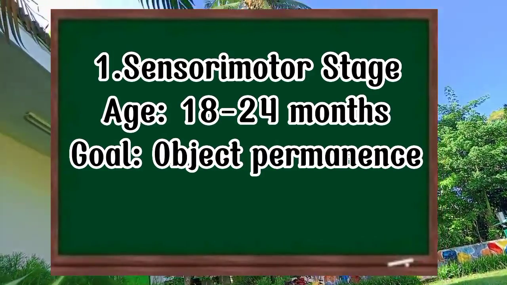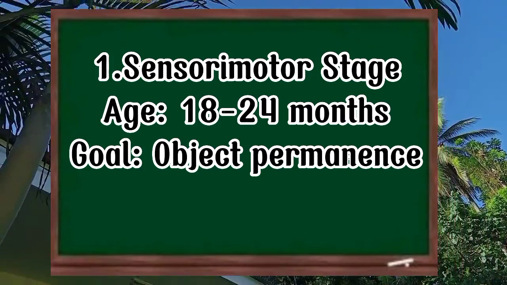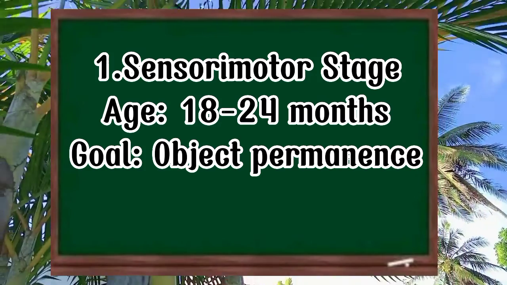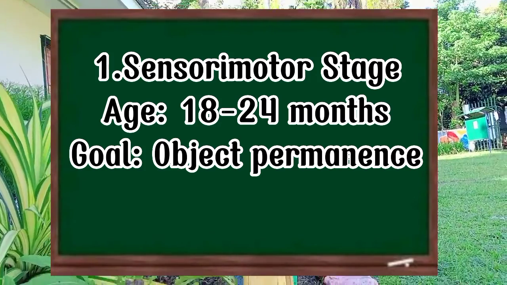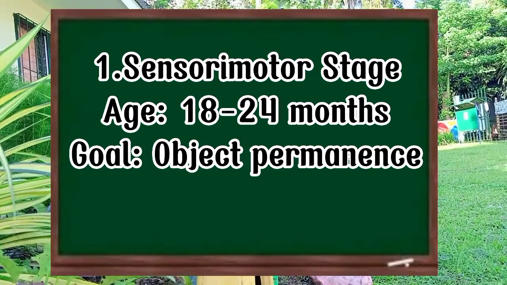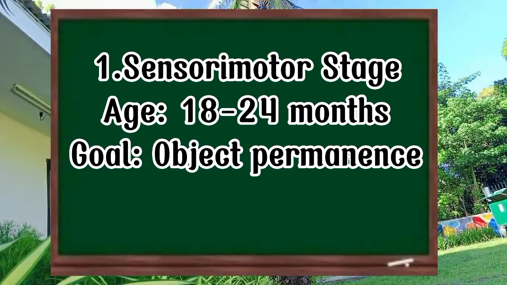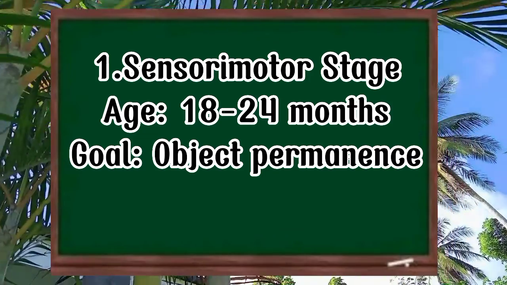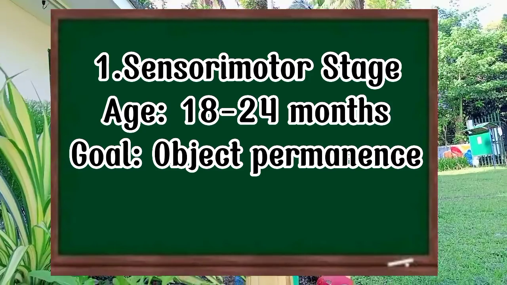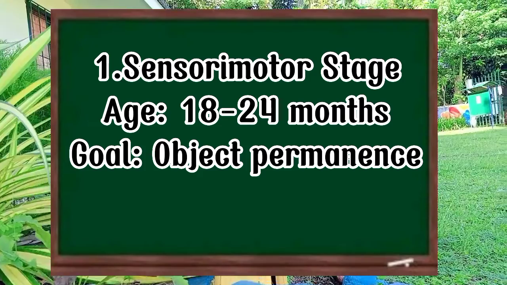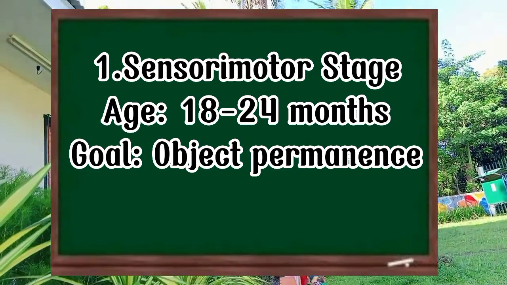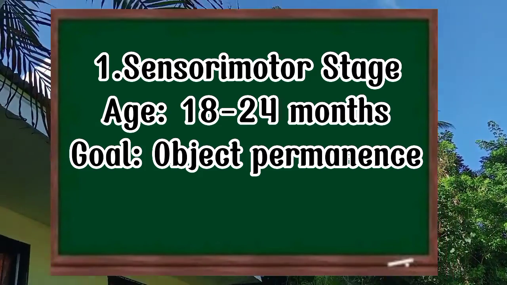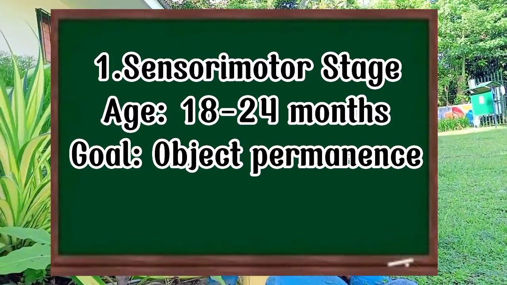There are four stages of cognitive development. First, the sensorimotor stage, age birth to 18-24 months old. The goal: object permanence. The sensorimotor stage is the first phase of children's cognitive development. During this stage, children primarily learn about the environment through their senses and motor activities. This stage includes wiggling their fingers, kicking their legs, or sucking their thumbs.